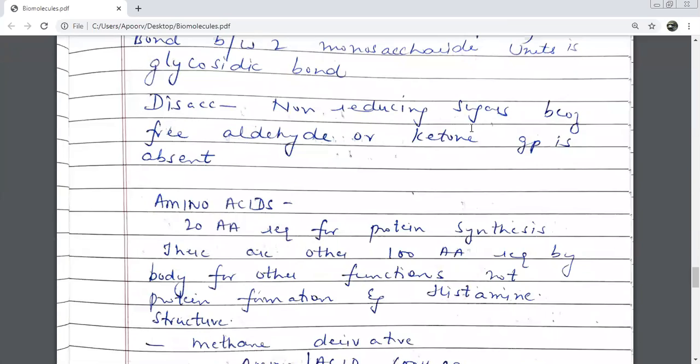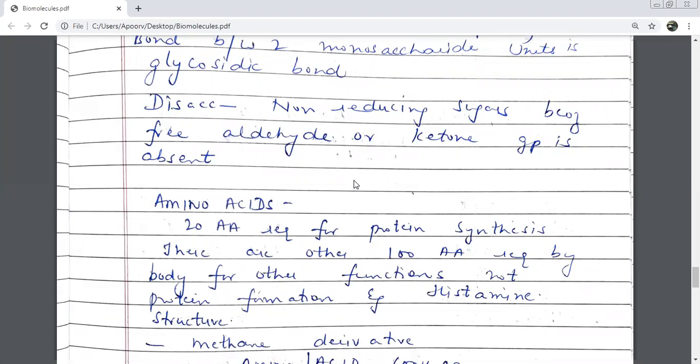Now come to disaccharides. Disaccharides are known as non-reducing sugars because a free aldehyde or ketone group is absent in them. So they're not able to reduce what? What was the monosaccharide? A reducing sugar. It reduces cupric ions to cuprous ions. Was mono able to do it, or di? Mono was able to do it.